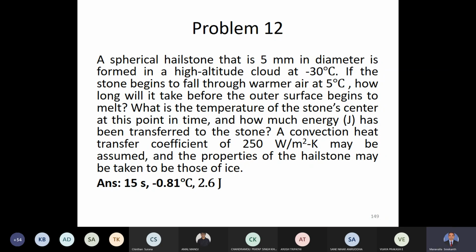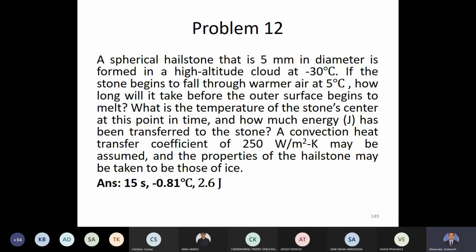So what happens when the hailstone falls through the atmosphere? The atmosphere actually offers some resistance for this fall. And also you see the atmosphere is warmer than the hailstone. Therefore, there will be heat transfer from the atmosphere to the hailstone. Also, because of the friction, some heating takes place. That is called viscous heating. So two reasons for the hailstone to become hot.